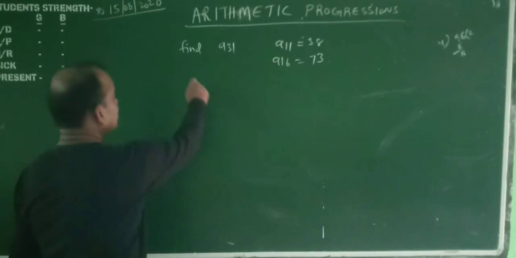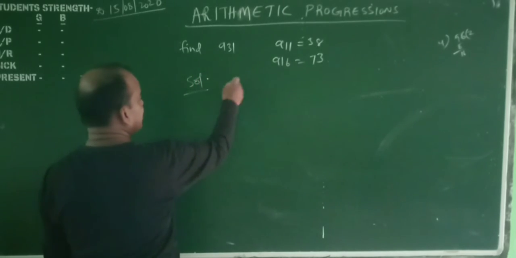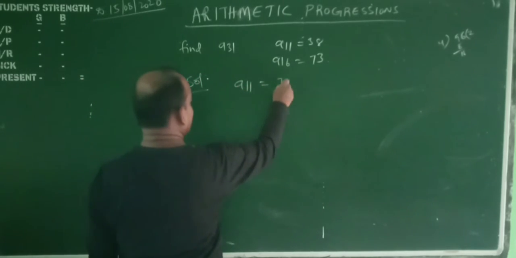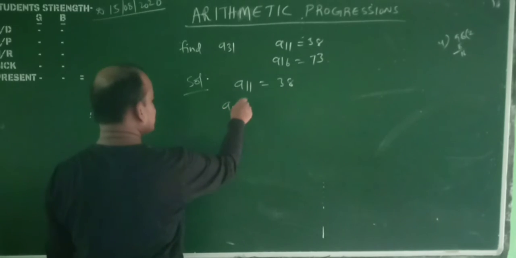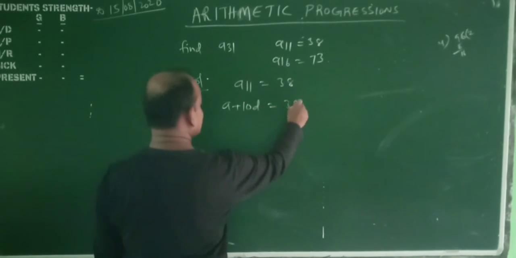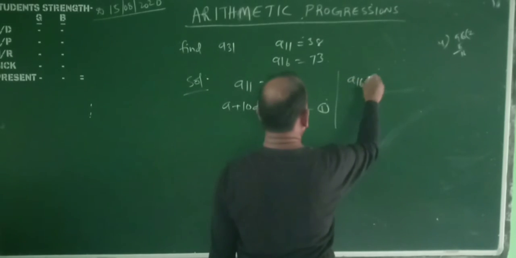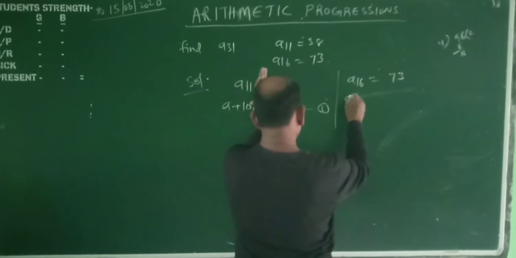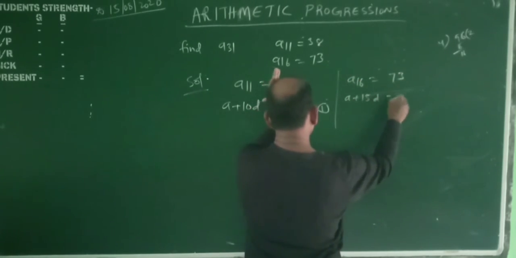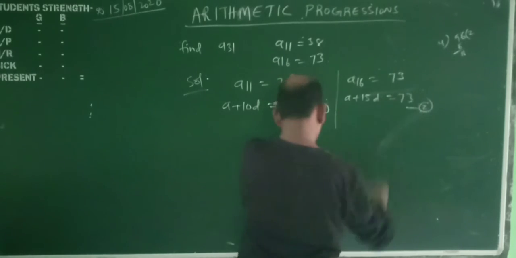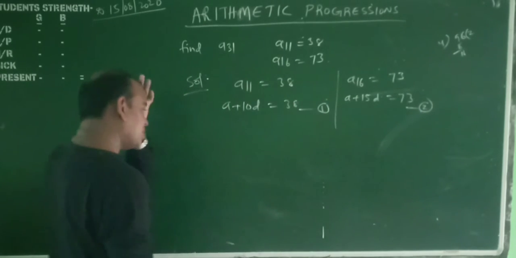What is given? 11th term A11 is equal to 38. What is the meaning of this? A plus 10D is equal to 38. This is equation number 1. Next, 16th term is equal to 73. What is the meaning of this? A plus 15D is equal to 73. Now, subtraction, equation 2 minus 1, no problem at all.